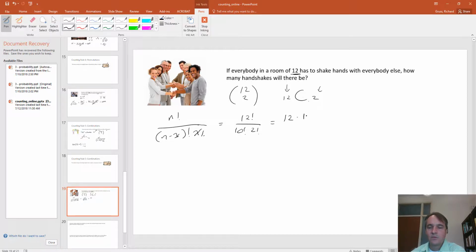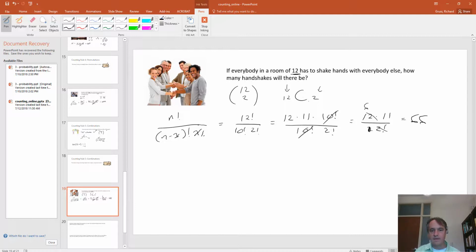Okay, so we'll do that cancellation trick again. 12 times 11 times 10 factorial over 10 factorial, 2 factorial. These will cancel, so this gives us 12 times 11 over 2 factorial. 2 factorial is just 2 because it's 2 times 1, and so this will cancel with this, so that'll just be 6 times 11. So that'll be 1, and we'll just have 66.